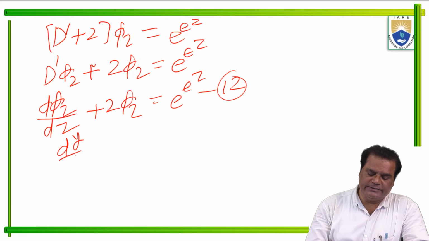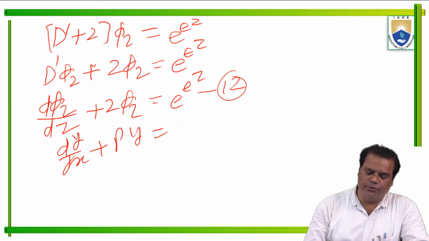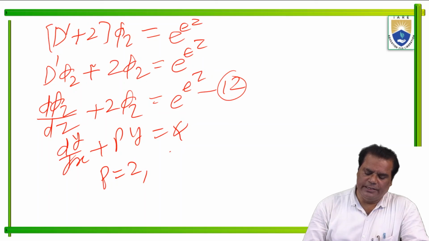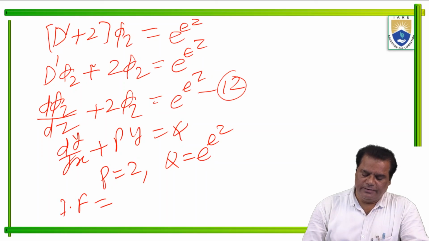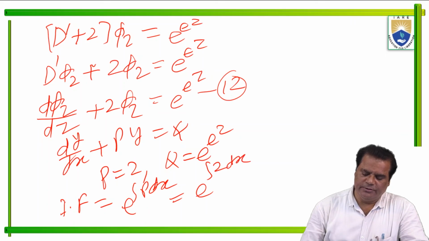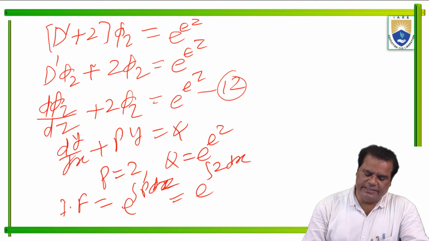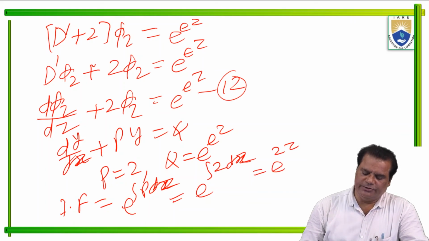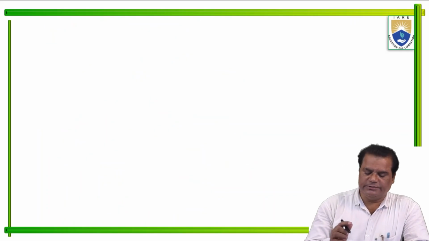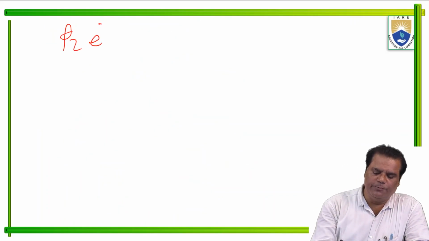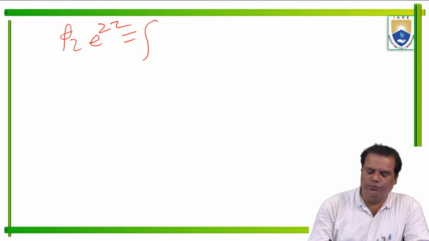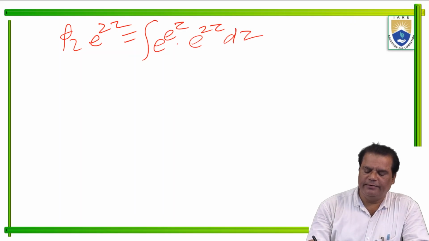So dy/dx plus Py is equal to Q, so P is equal to 2 and Q equal to e^z. So the integrating factor is e to the power integral P dx, so e to the power integral 2 dz. So e^(2z) is the IF. So now the solution is phi 2 times e^(2z) equal to the integration of Q e^(2z) dz, that is e^z times e^(2z) dz.